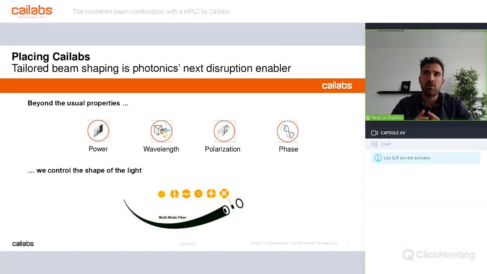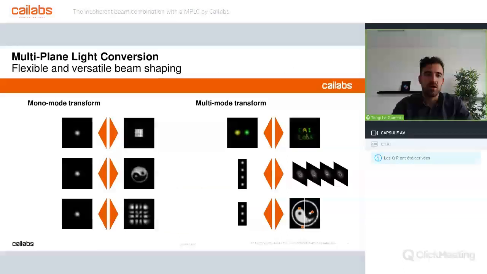As I said, our expertise is beam shaping, but what do we call exactly beam shaping and what can we bring? You know that it's possible to play on several properties of the light, like the power, the wavelength, the polarization, and the phase. And at Cailabs, we allow the addition of a new degree of freedom, which is the shape of the light. To give you an idea about what we can shape, these are examples of shapes that we already realized. On the left side with only one monomode transform, and on the right side with several mode transforms. And at Cailabs, we like to use modes to realize some complex shapes.